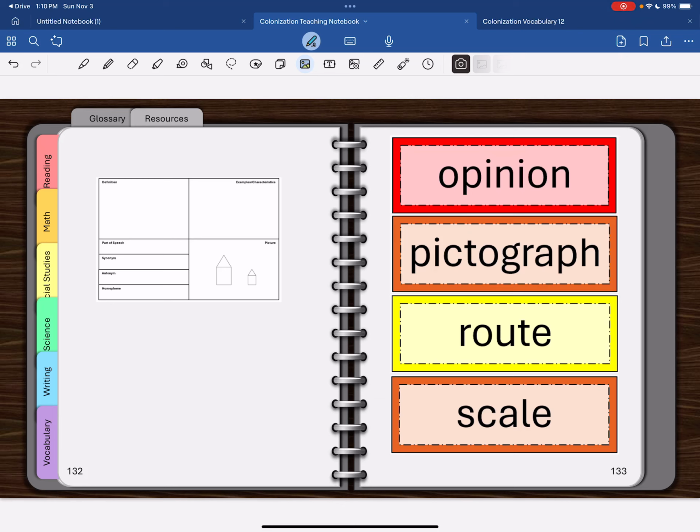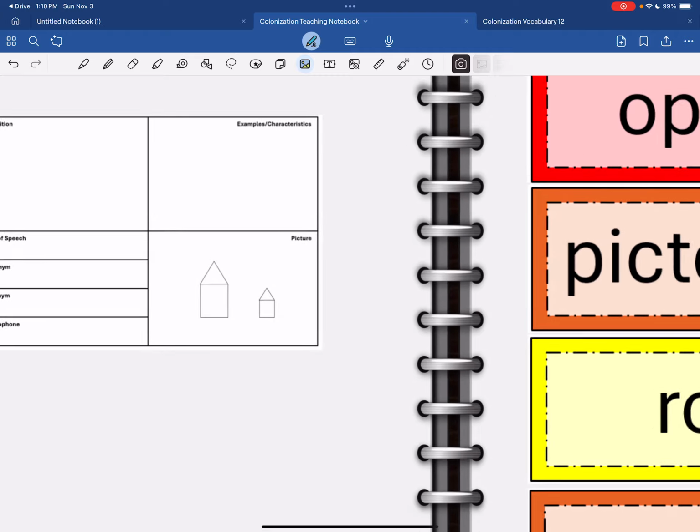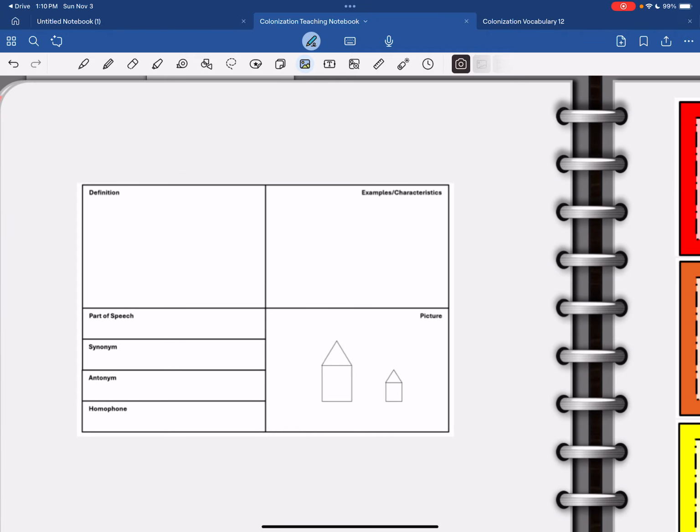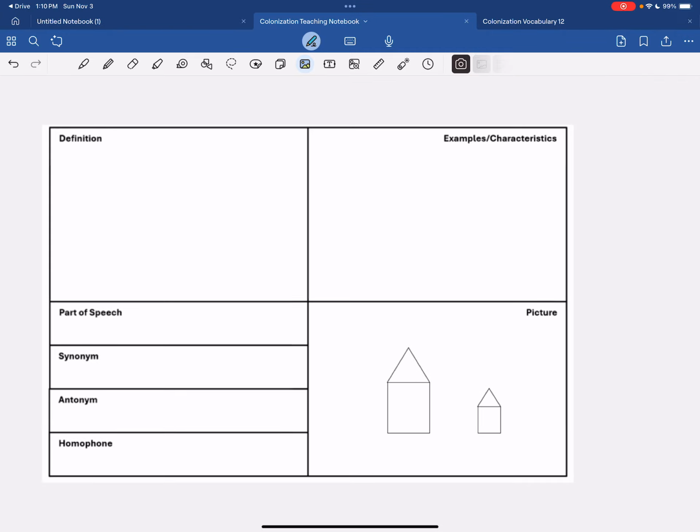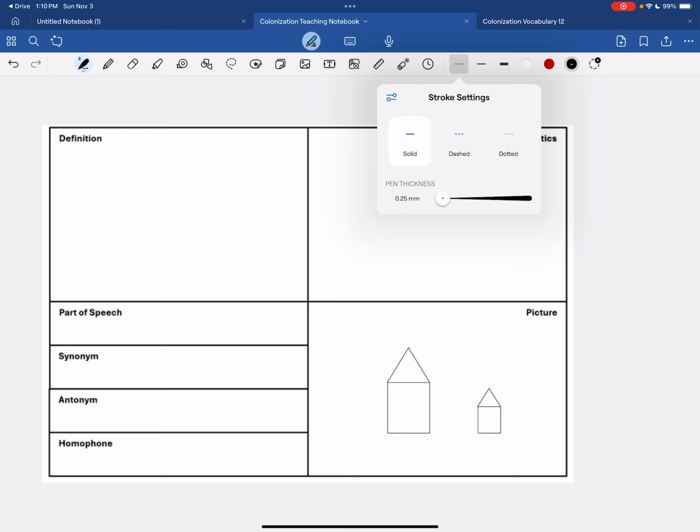In this video, we are looking at the word scale. Scale. This is a math term for this video, and the inside of the card looks like this. Scale. Let me get my pen ready. I'm going to use a smaller one than I have been, and I made some notes so that I don't forget anything.